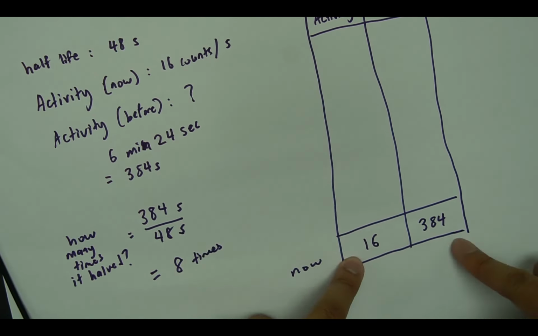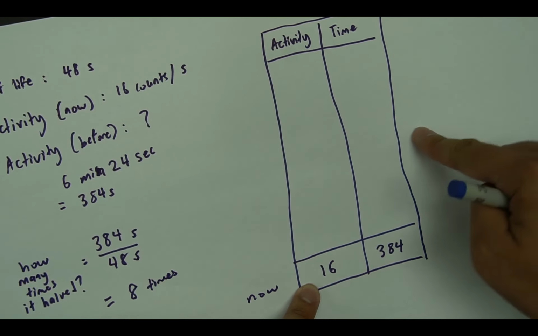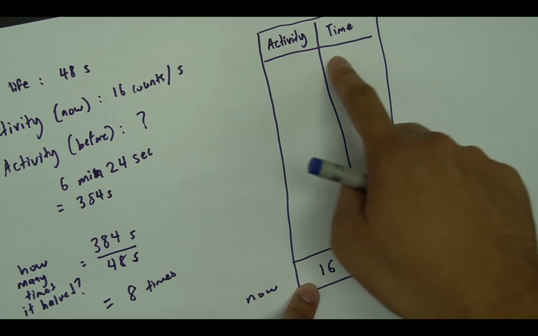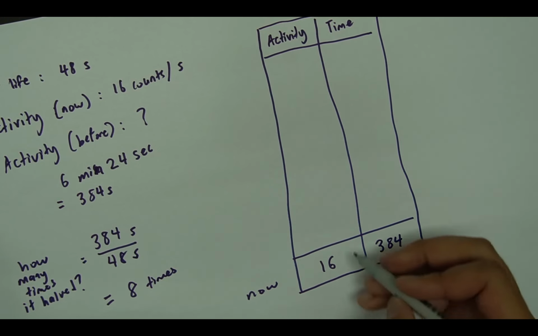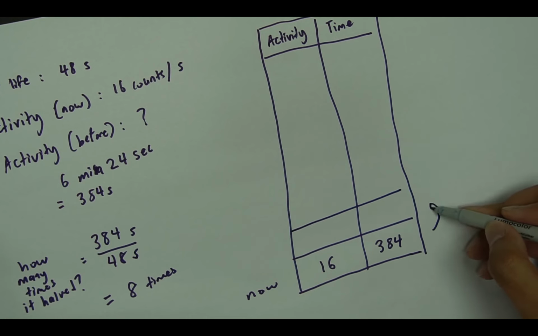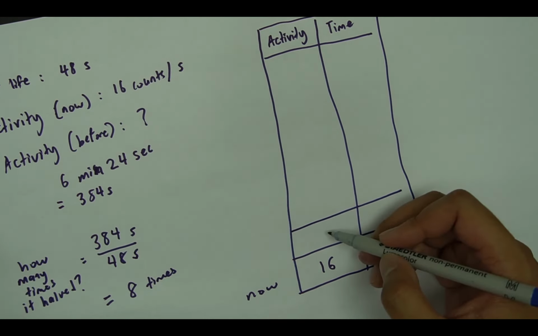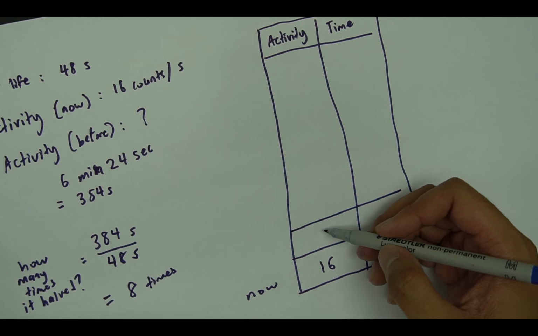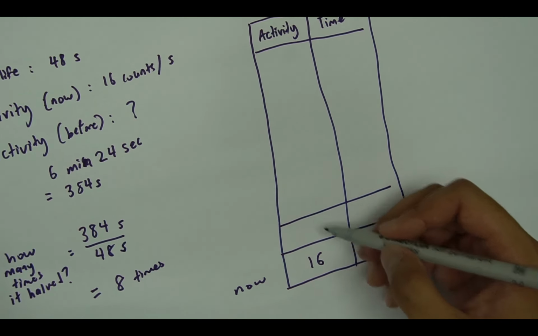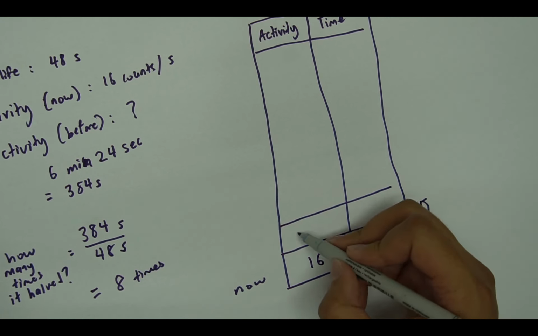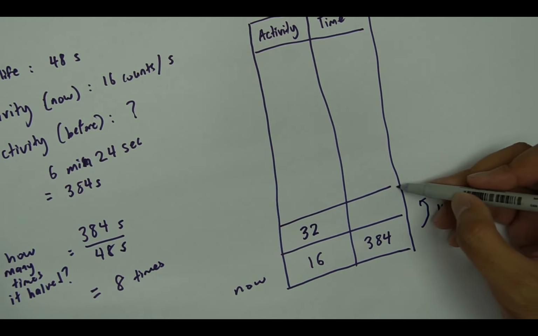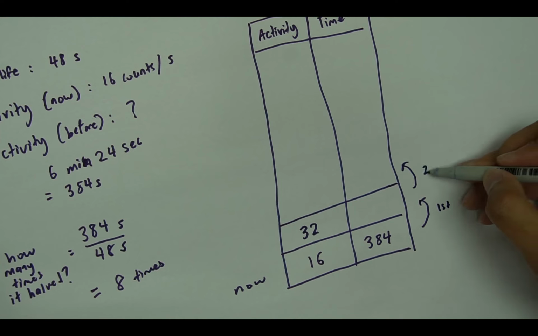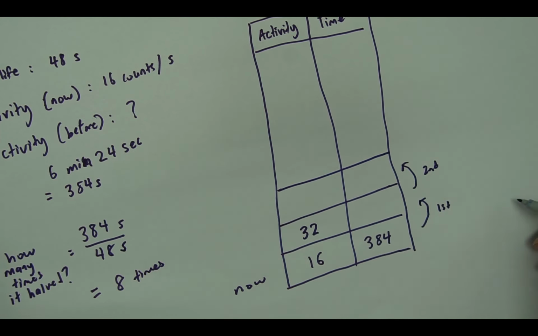So we have to work backwards 8 times to figure out the activity before. We have to go back for 8 steps. So 16, go backwards. You have to calculate a number that becomes 16, so in other words, you have to double 16. You double 16, that is 32. That is the first step backwards, and then we do another step backwards. So that's the second.